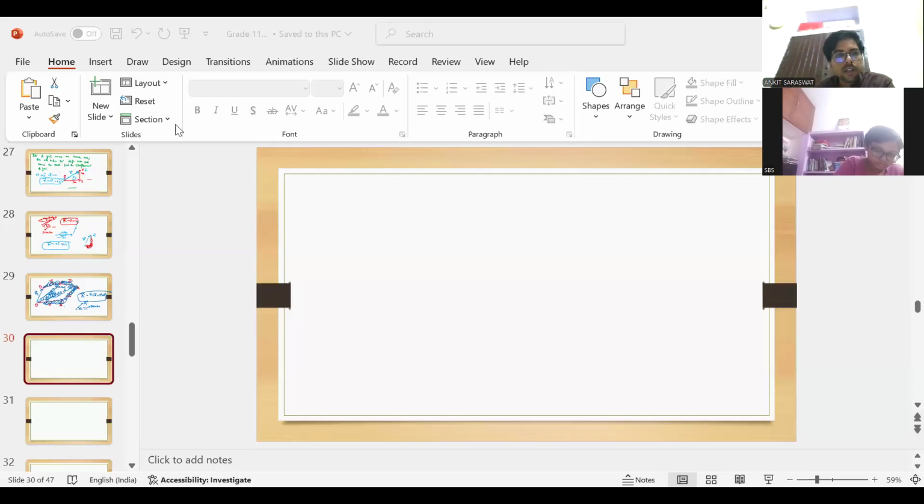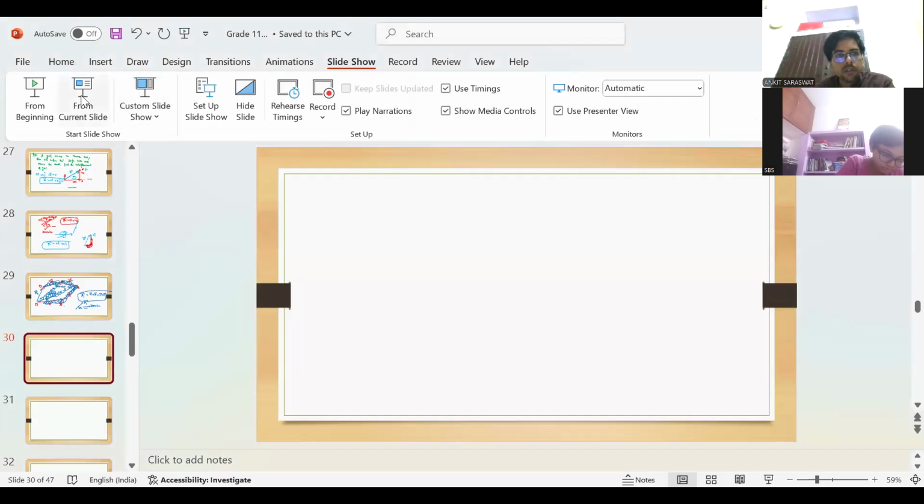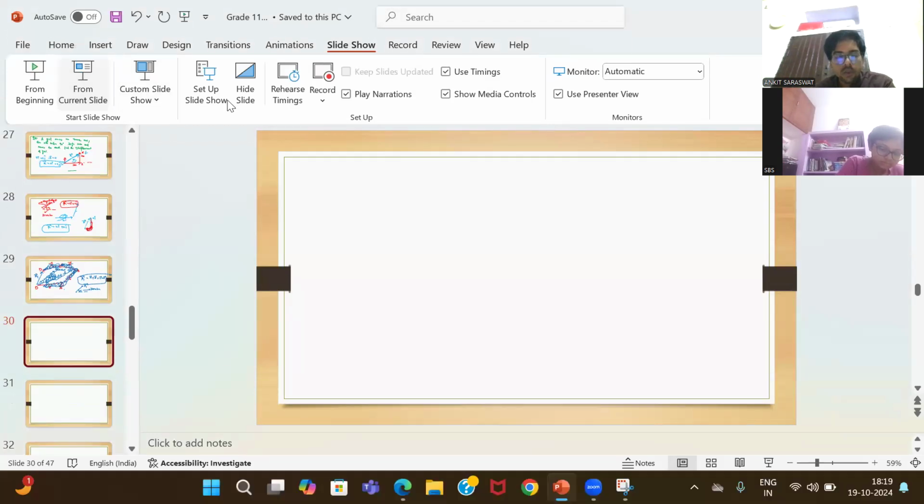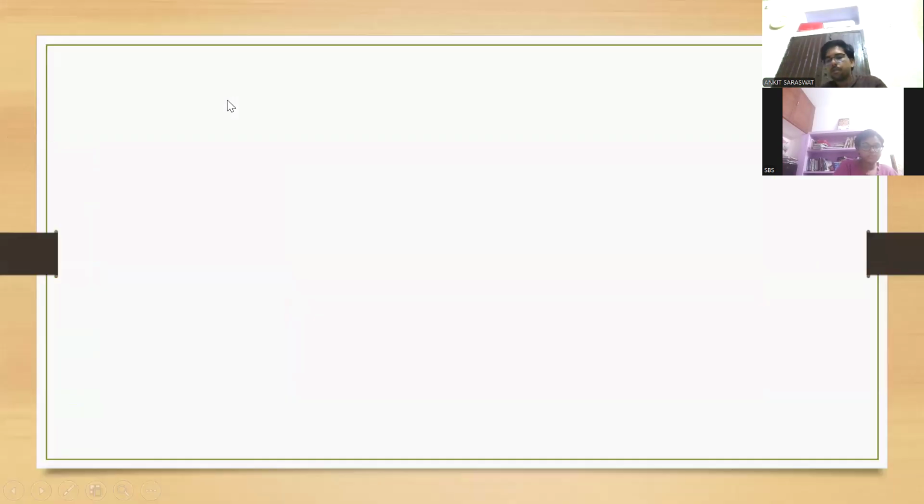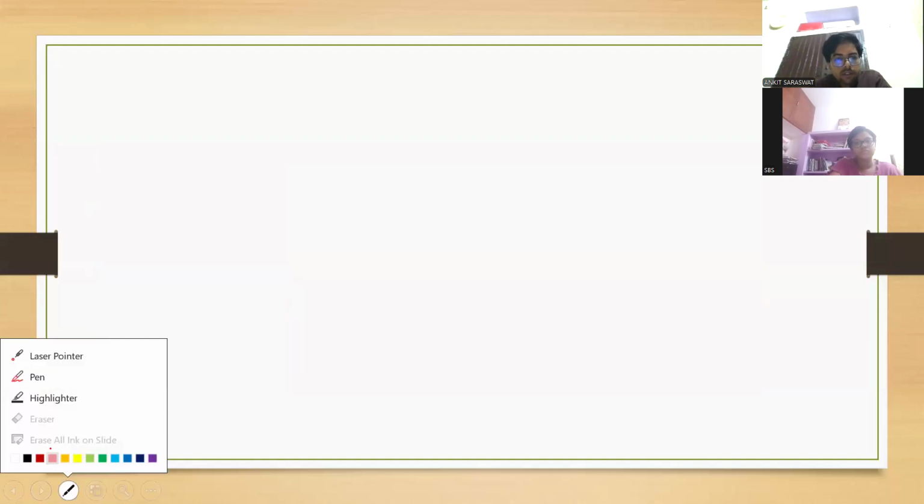So we have started triangle law of vector addition, and I think polygon law also we have finished. Today we are going to start parallelogram law of vector addition. Write down the heading: parallelogram law of vector addition.